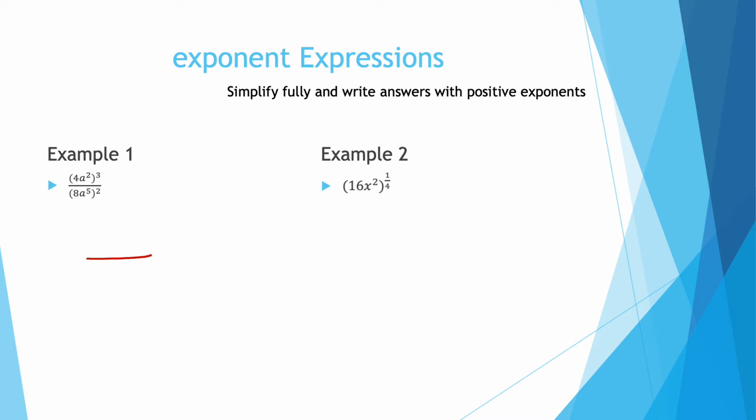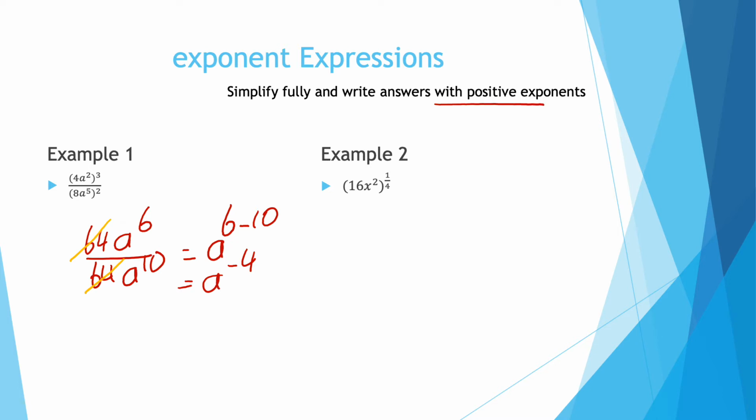So we've got 4 to the power of 3 is 64. You can use the calculator for this. a to the power of 2 all to the power of 3: when we have power to power, we multiply them. So a to the power of 6. And then the bottom one's also 64, a to the power of 10. Now we start simplifying. So 64 divided by 64 simplifies, and then we simplify the power. So it's a to the power of 6 minus 10, and that's giving me a to the power of negative 4. We always leave the answer as a positive exponent. So we take the reciprocal, which will be 1 over a to the power of 4.